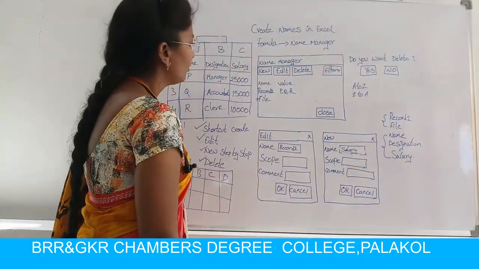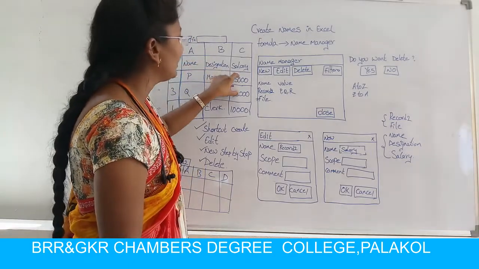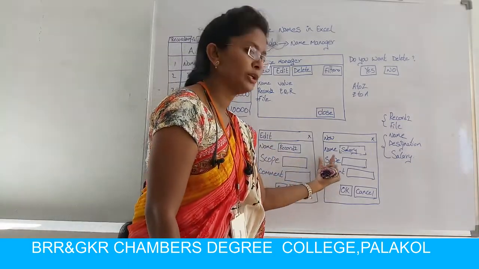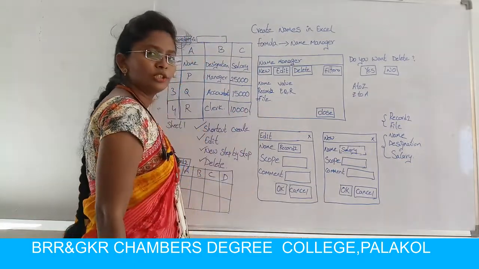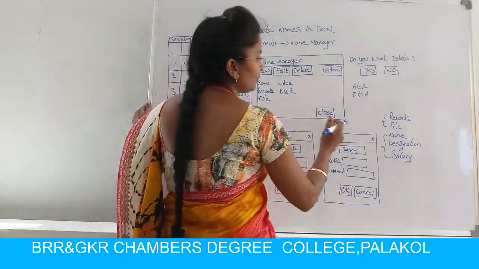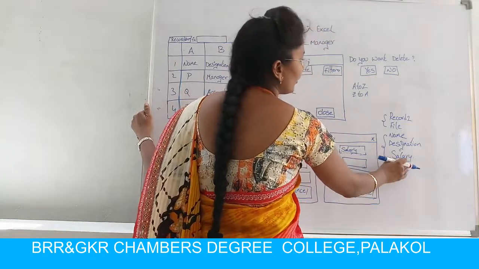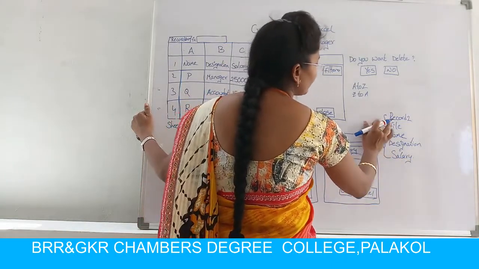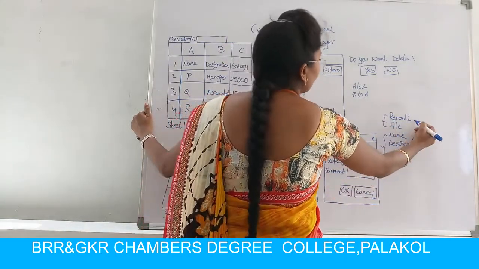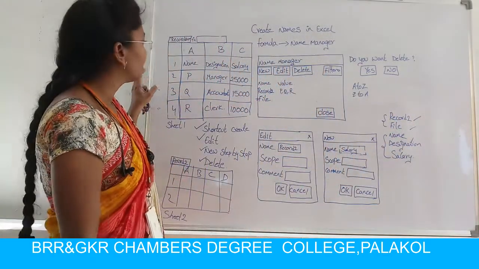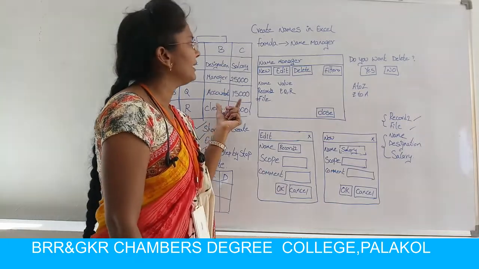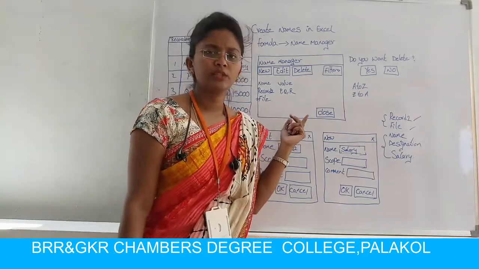That means for these three columns I created the name manager by using the new dialog box in the Excel sheet. You can edit something in the created ones, or if you want to delete the previously created ones, select that one and click on the delete option. This is creating names in an Excel sheet.